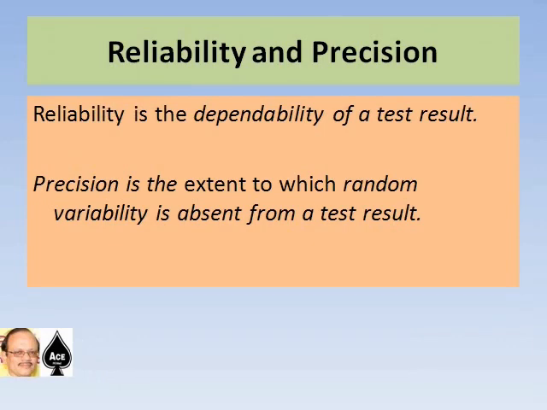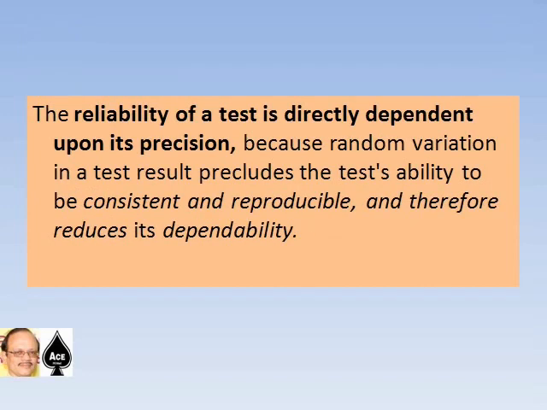Reliability and precision. Reliability is the dependability of a test result, how much you can depend on the test result. Precision is the extent to which random variability is absent from a test result. There is no variability in the test result.